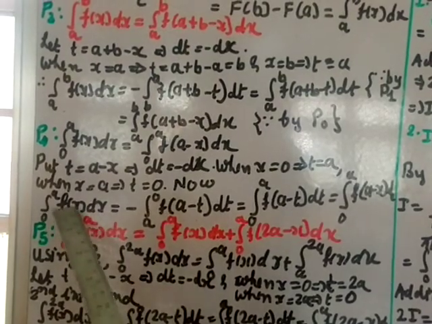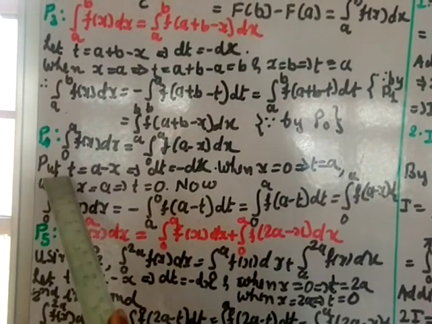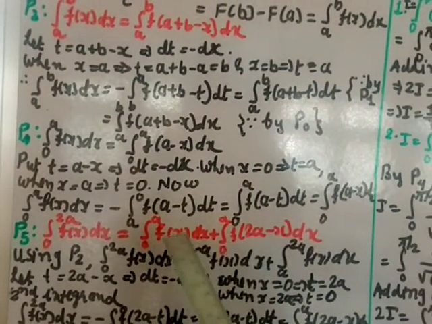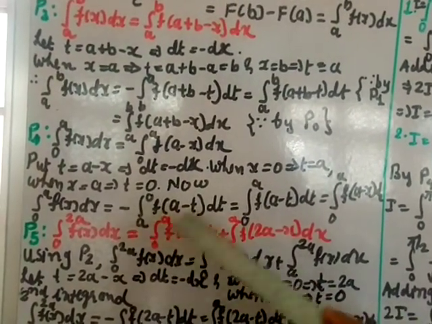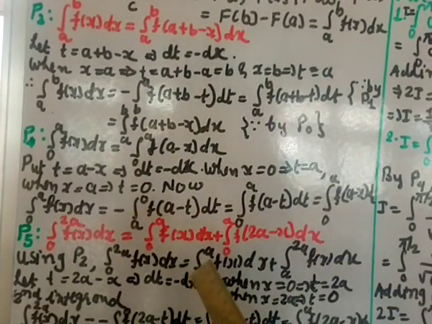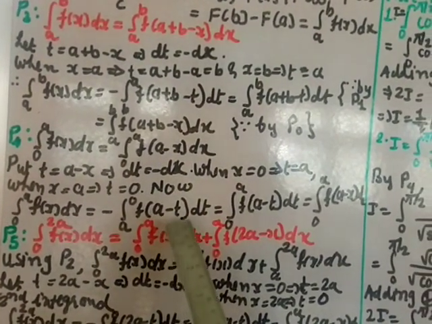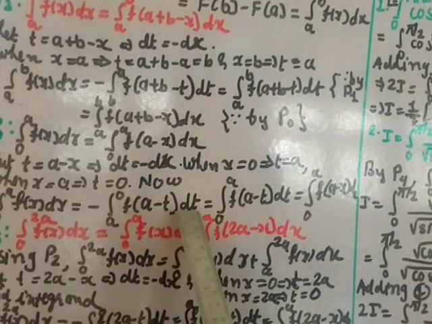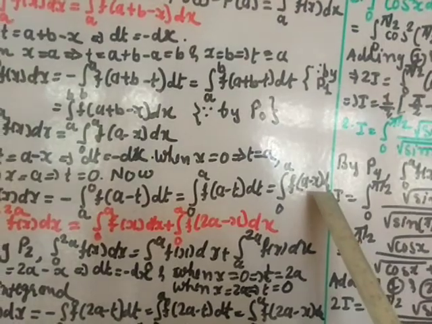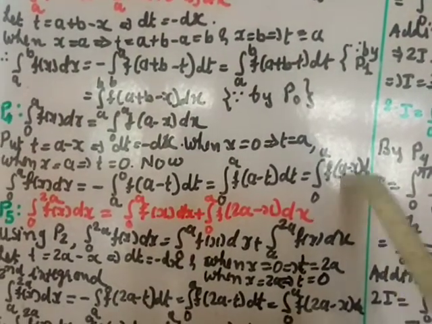And instead of x, you are going to put a minus t, interchange t and x, so you get a minus t. So first you use the property P1 and change the limit. Okay, so a to 0, you change it to 0 to a, and negative you cut because it will be negative. Then using property P0, convert t into x. So you get integral 0 to a f of a minus x dx. So that is a proof for property P4.